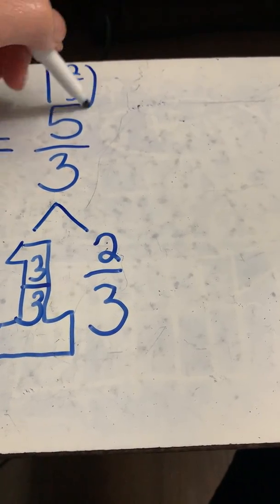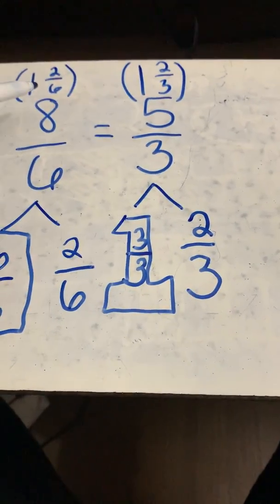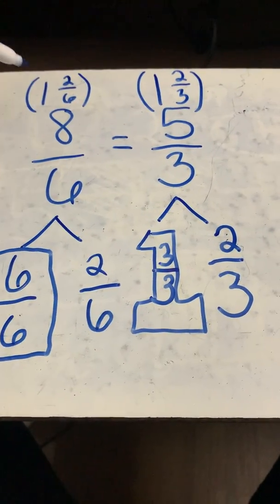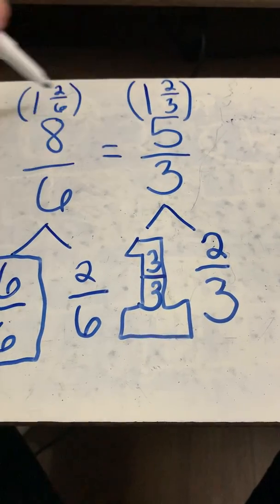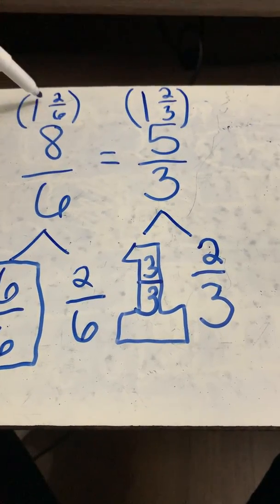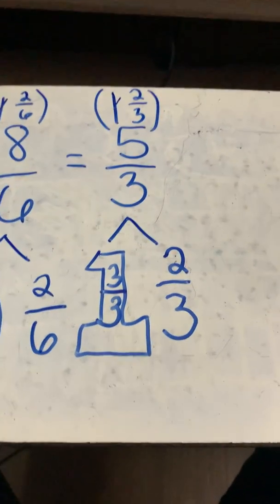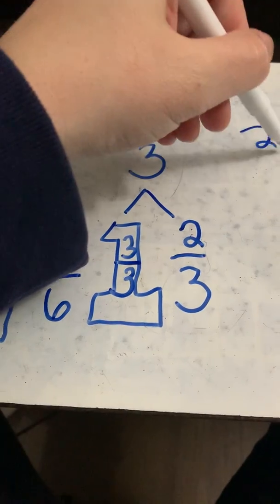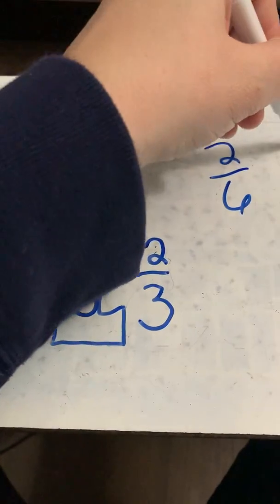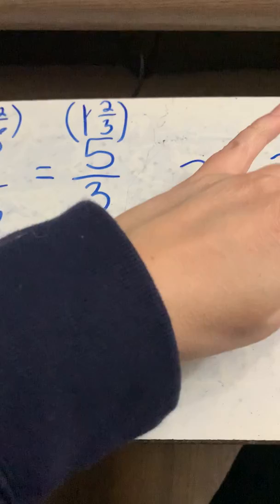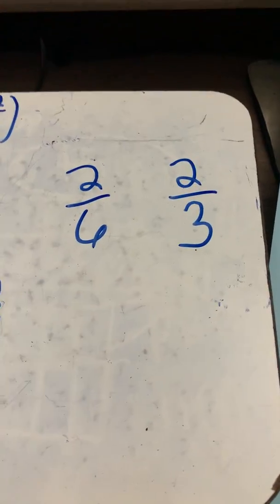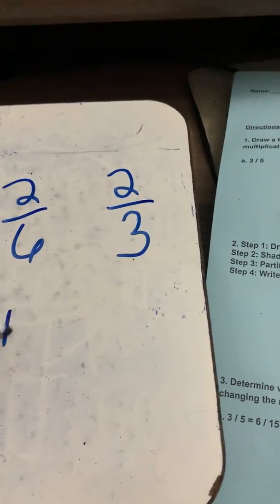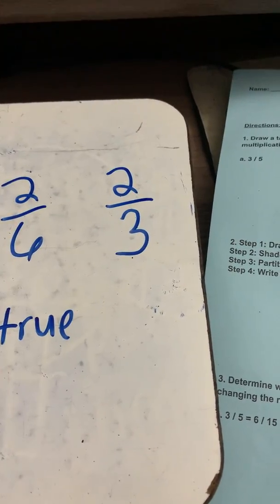Now, I like doing it this way, actually, because now what I'm comparing is 1 and 2/6 and 1 and 2/3. I have this 1 here, and 1 is the same as 1, so I'm just going to forget about comparing the ones. Now I'm just going to look at 2/6 and 2/3. What are some things I notice about these? The number sentence is saying that 2/6 is equal to 2/3. Is it true or false?